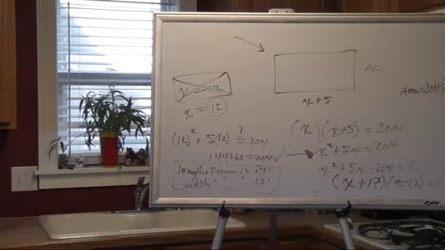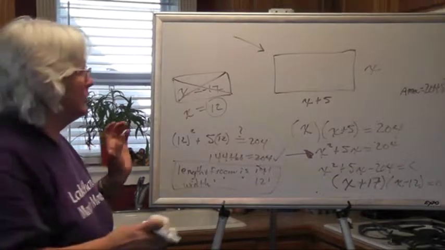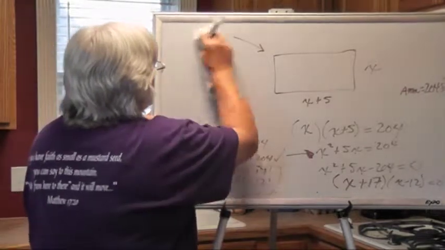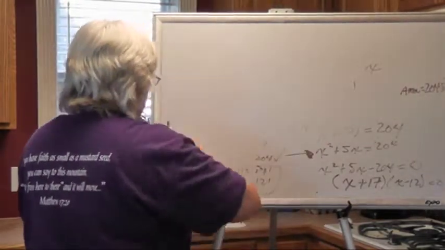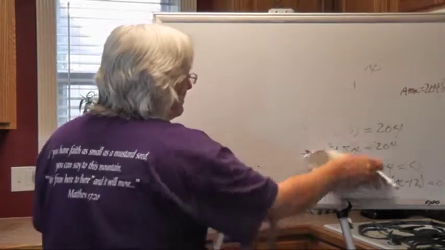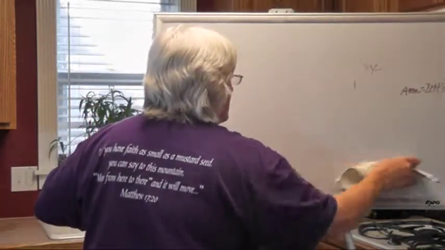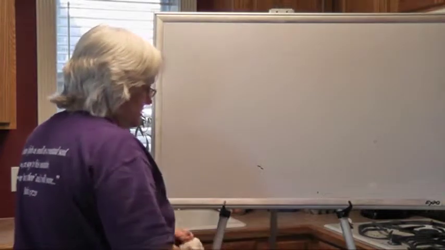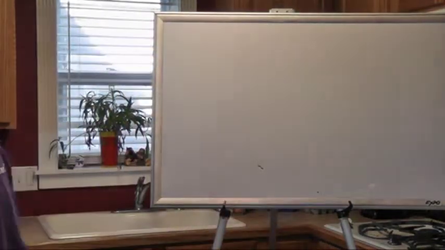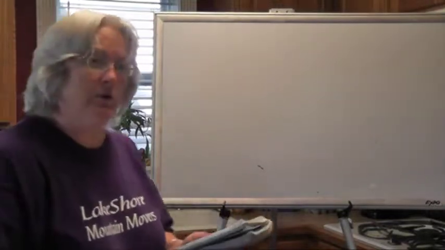Let's see. How about if I do just one more example for you? I would like to do, I think it's number 24. Let me finish getting this erased and see if that's exactly what I would like to do. Let's see, number 24. A farmer planted 168 tomato plants. If he had 2 more plants in a row than the number of rows, how many rows did he have?